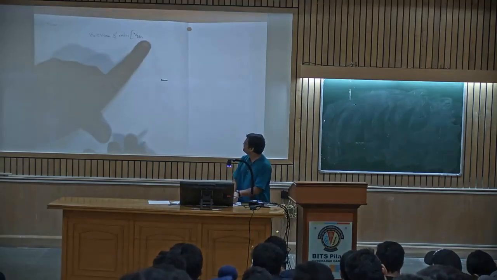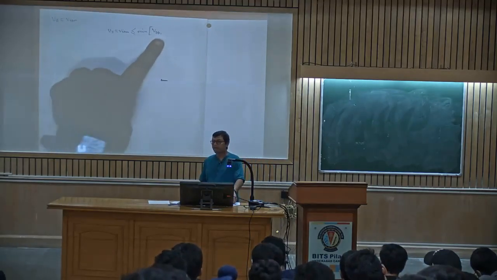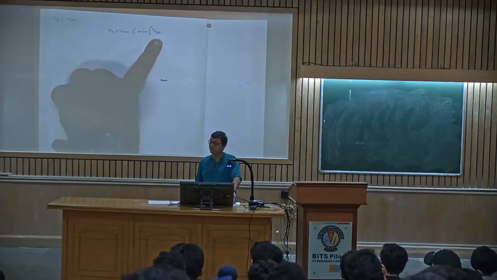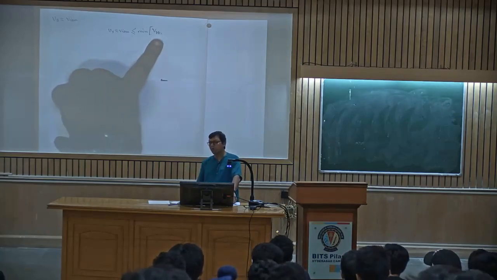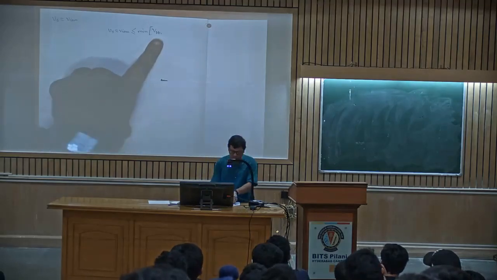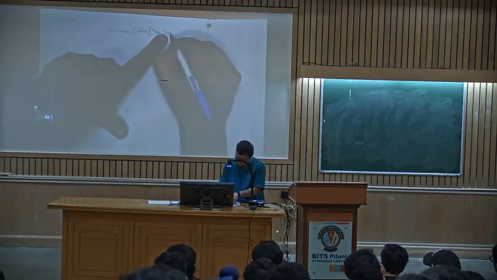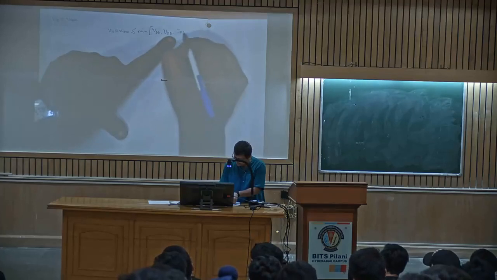When will this be VDD? When it is working in the differential mode, right? Because when it is working in the common mode, what will be the minimum value? I have told you: VDD minus ISS RD by 2.